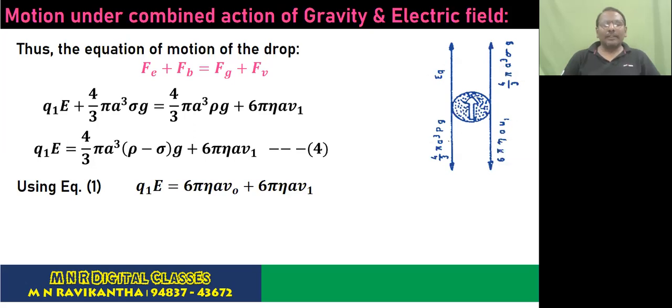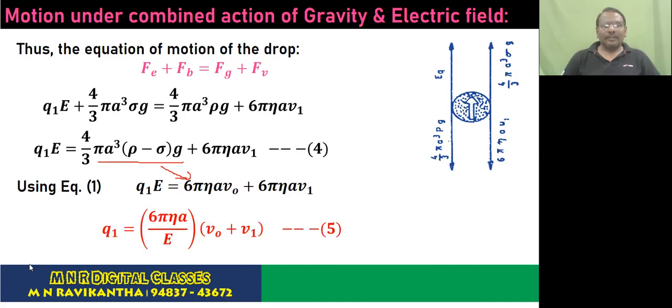So replacing this, 4 by 3 pi A cube into rho minus sigma into g is replaced with 6 pi eta A into V0, plus 6 pi eta A into V1. Therefore, Q1, the charge acquired by the drop due to frictional effects at the nozzle of the atomizer, is equal to 6 pi eta A divided by E into (V0 plus V1). Call this equation 5.